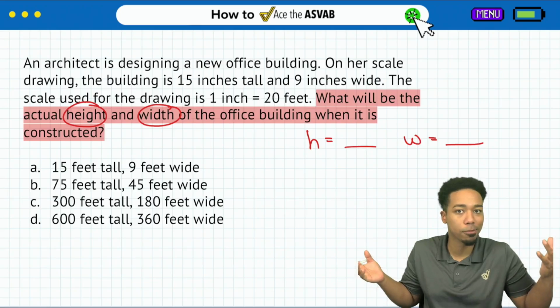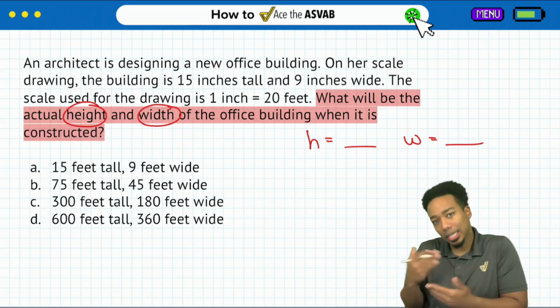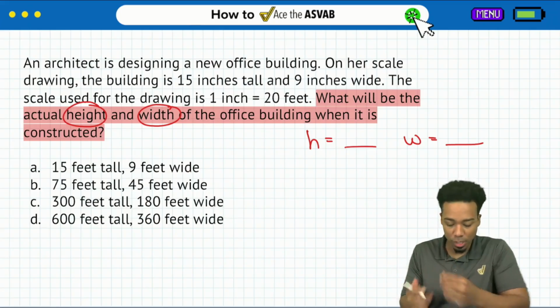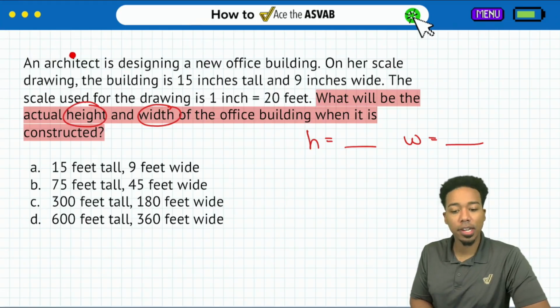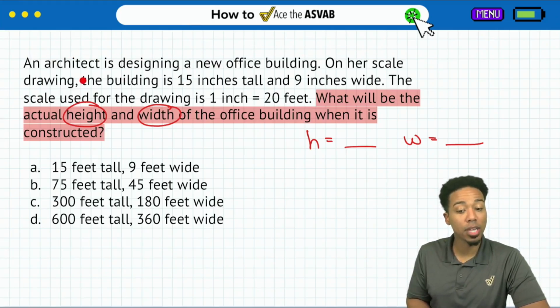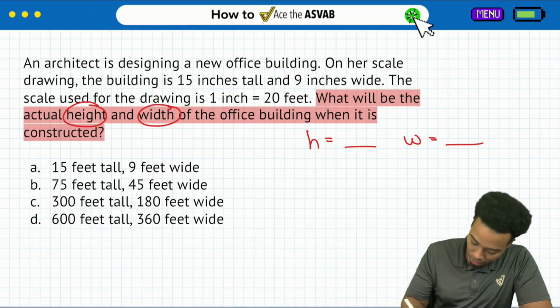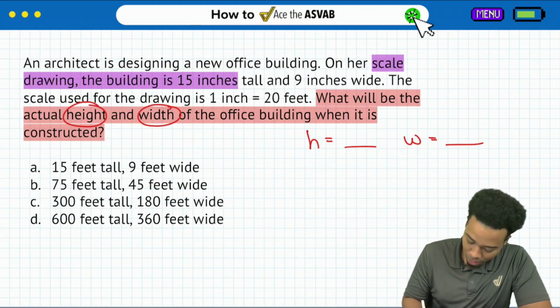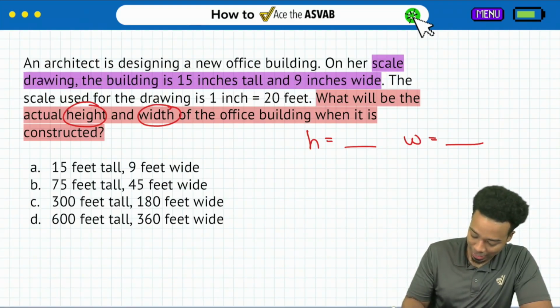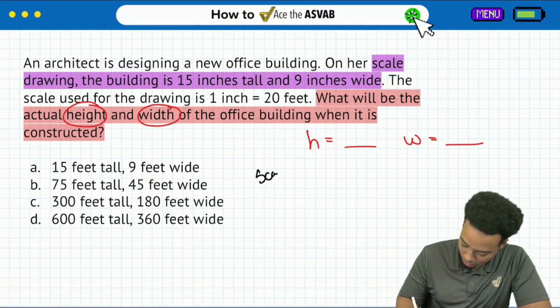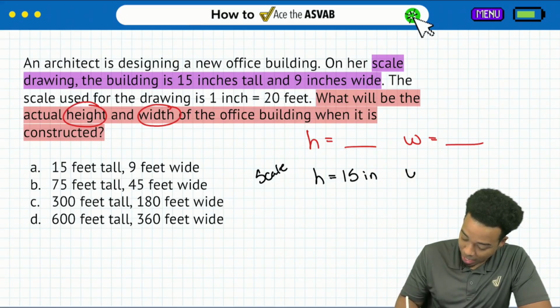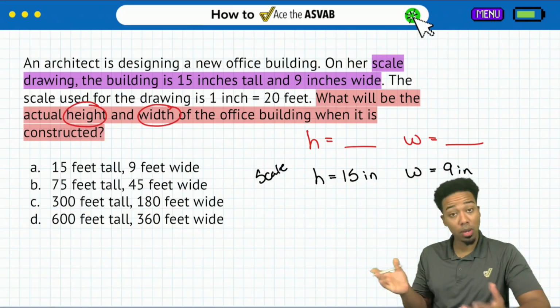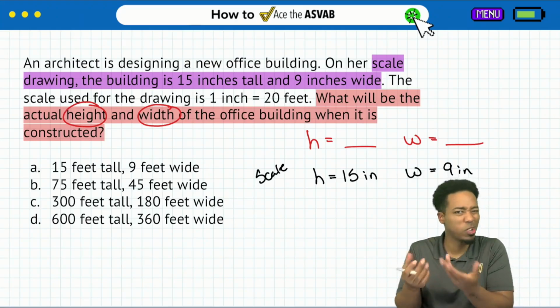We'll go ahead and sort through the information and see what we have to do. So now it's time to go through the information and make those connections. So right over here, an architect is designing a new office building. On her scale drawing, the building is 15 inches tall and 9 inches wide. Okay. So we know that in the scale, let's go ahead and highlight that. The building is 15 by 9 in terms of inches. So on the scale, we have the height being 15 inches, and then we have the width being 9 inches. Okay, getting somewhere. We have some related information.